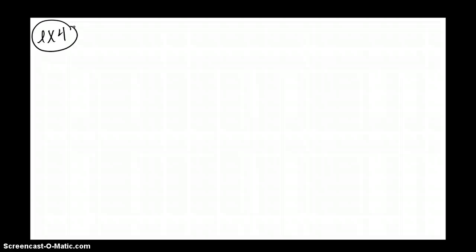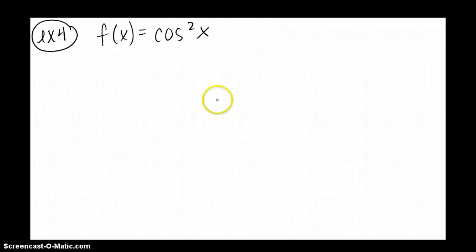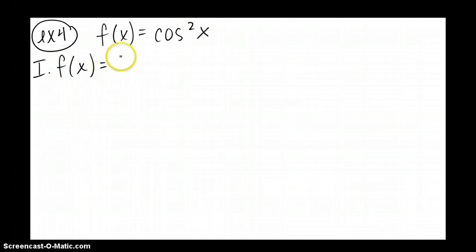Alright. Let's look at some trig. Alright, f of x equals cosine squared of x. I'm going to do this in two ways. First, I'm going to use the chain rule. So this is equivalent to the cosine of x, that whole quantity squared. Alright, when the exponent is between the trig function and the variable, the entire function and expression are being squared.